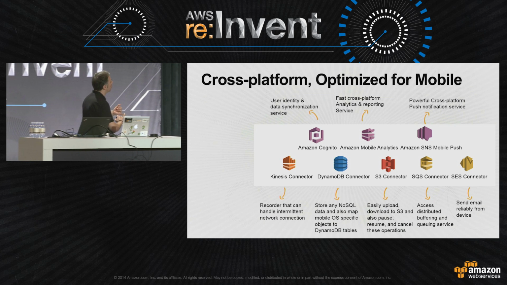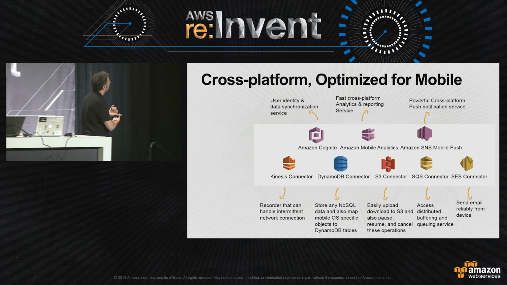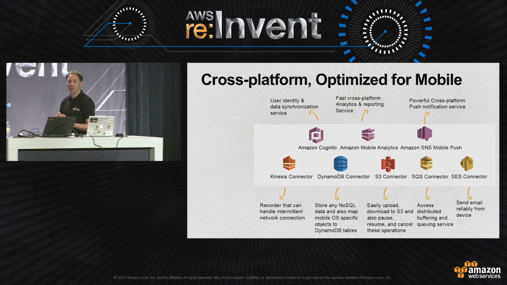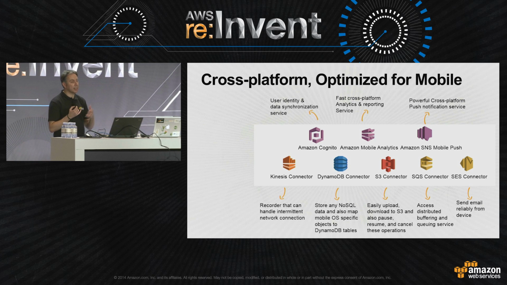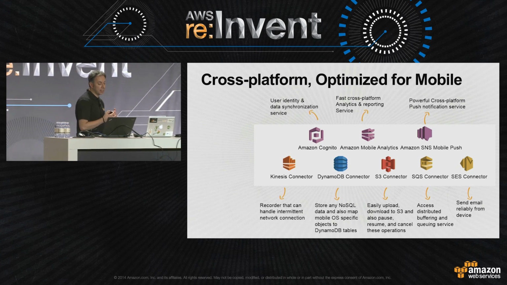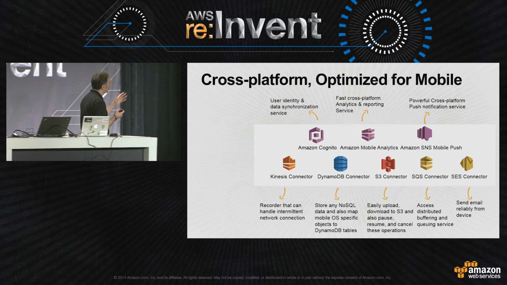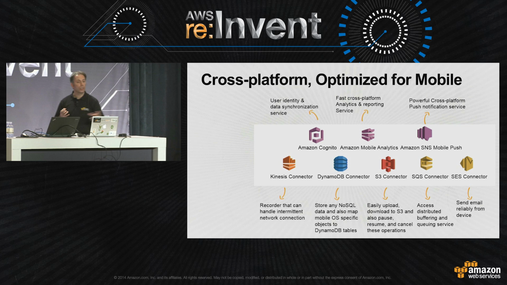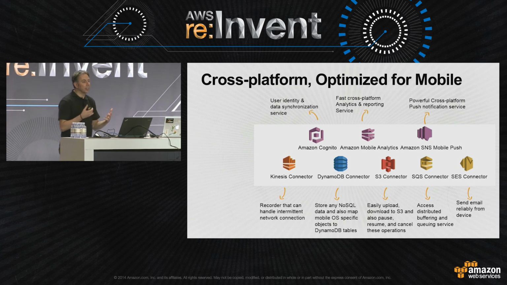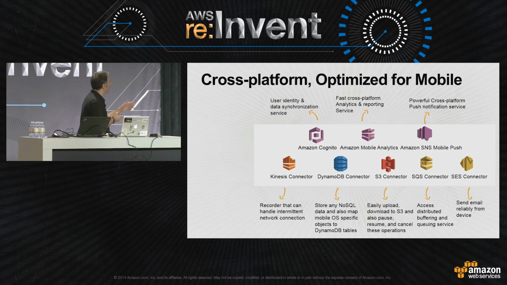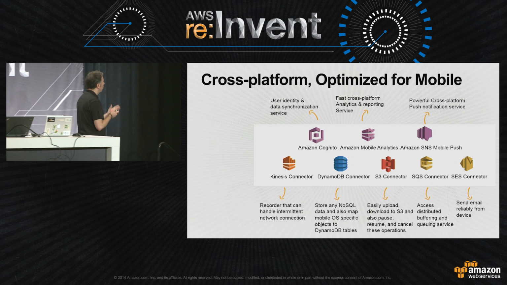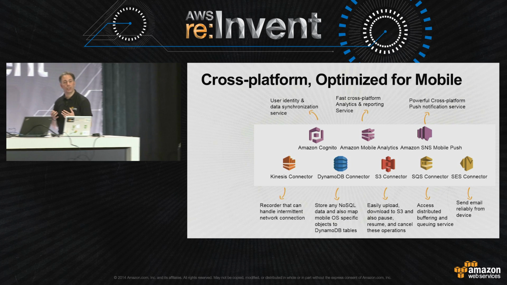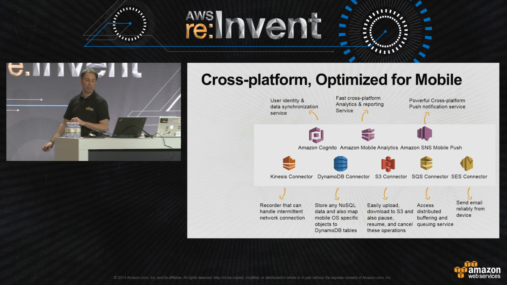So as I said, Cognito can be used for identity and data synchronization. Mobile Analytics is really helpful to understand how the users are using your application. SNS can send mobile push notifications. Kinesis can be used, even with our connector and even if you have an intermittent network connection, to send data from the device to your backend to be analyzed in near real time. You can connect to DynamoDB with the connector and save objects on S3, send a message on a message queue with SQS, or send email with Simple Email Service.